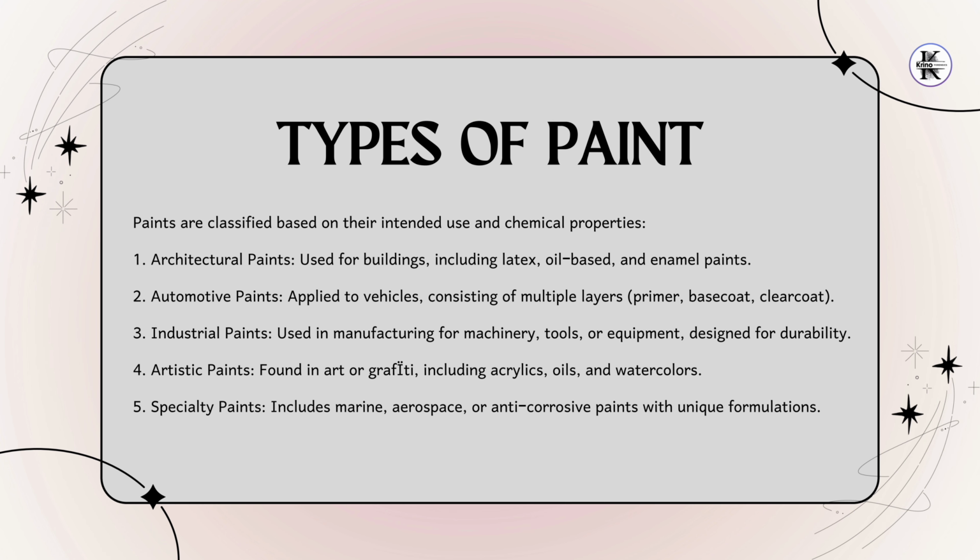Now, let's see how paints are classified. Paints can be classified based on their application. This includes architectural paints used in buildings, automotive paints used in vehicles, industrial paints used in machinery, artistic paints, and specialty paints like marine or aerospace coatings. Among these, automotive paints are extremely important in forensic investigations. So, let's understand them in detail.